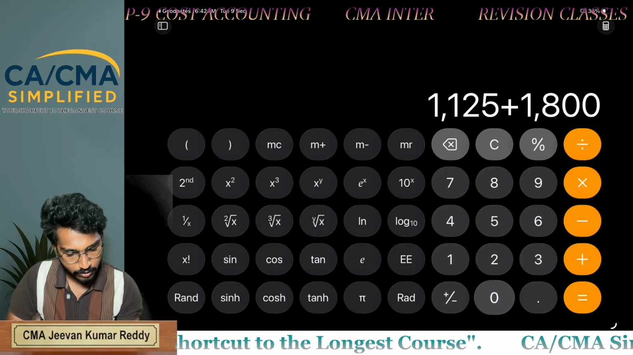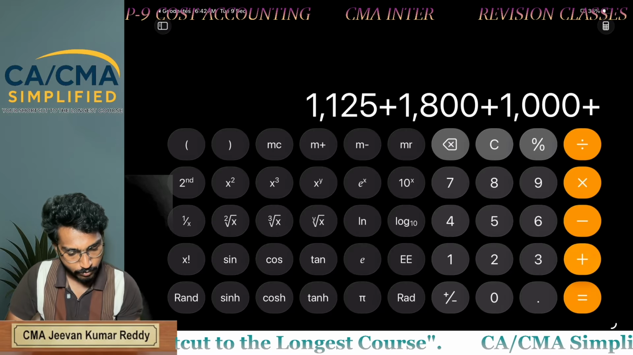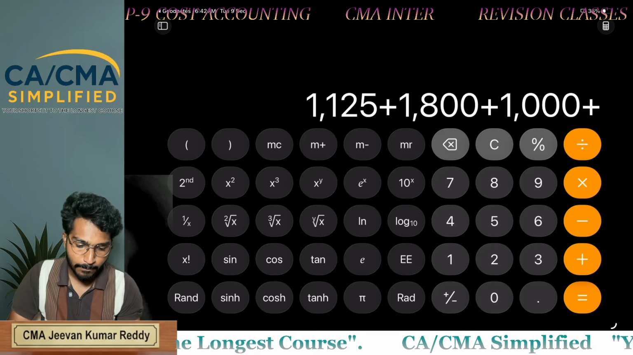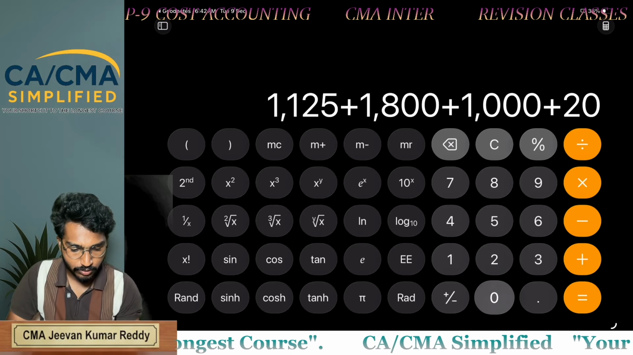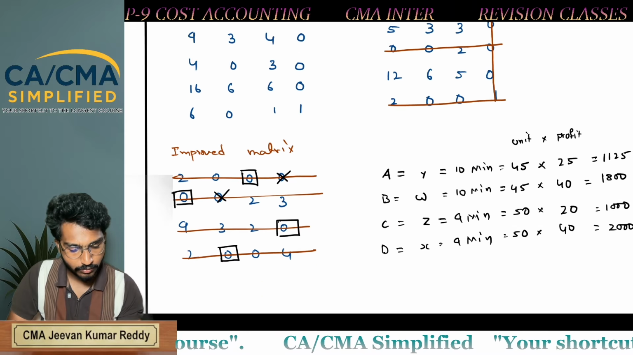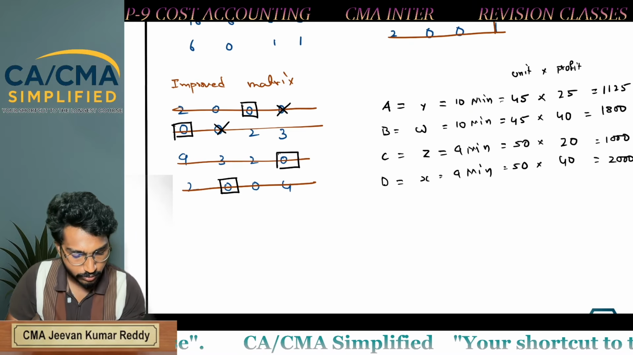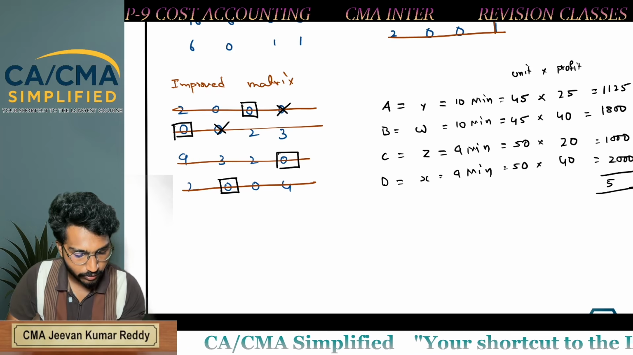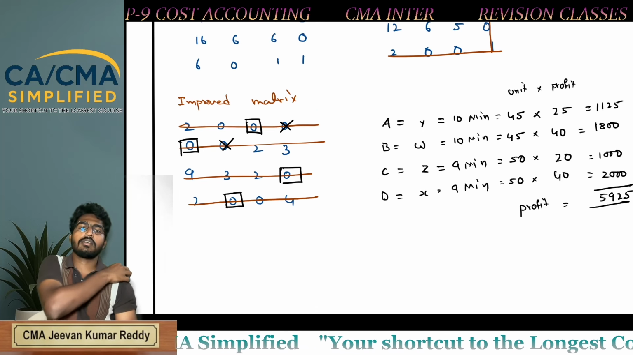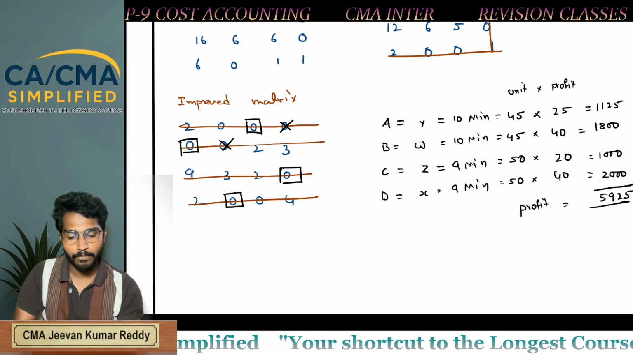Plus 1800 plus 1000 plus 2000, 5925. So that means we get 5925 is our highest profit.